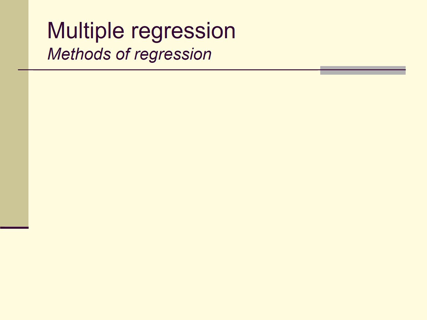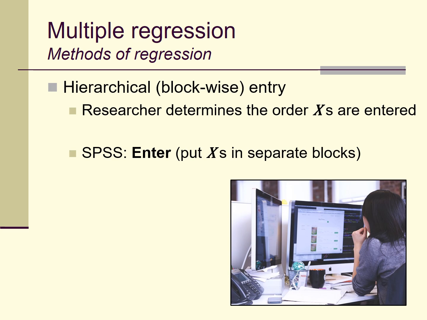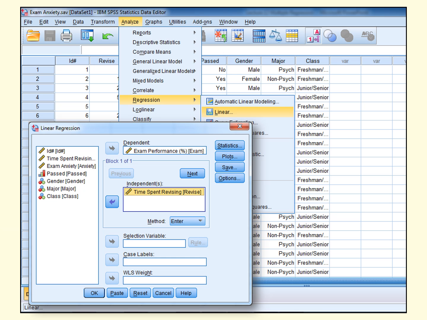A related way of doing multiple regression analysis is hierarchical, or sometimes called blockwise entry. This is basically like forced entry, except you're breaking up the predictor variables into separate blocks, in an order that you choose. So the researcher, that's you, the data analyst, determines the order that the predictor variables are entered into the model. We're still using the SPSS option for enter. We're just now putting those predictor variables in separate blocks.